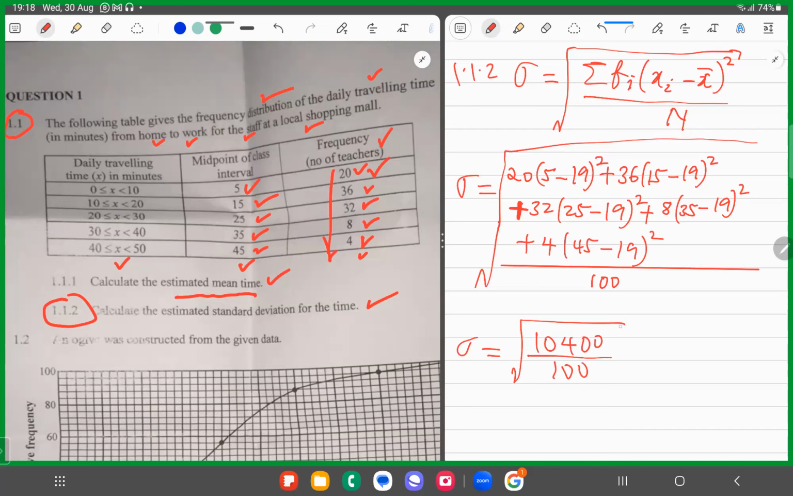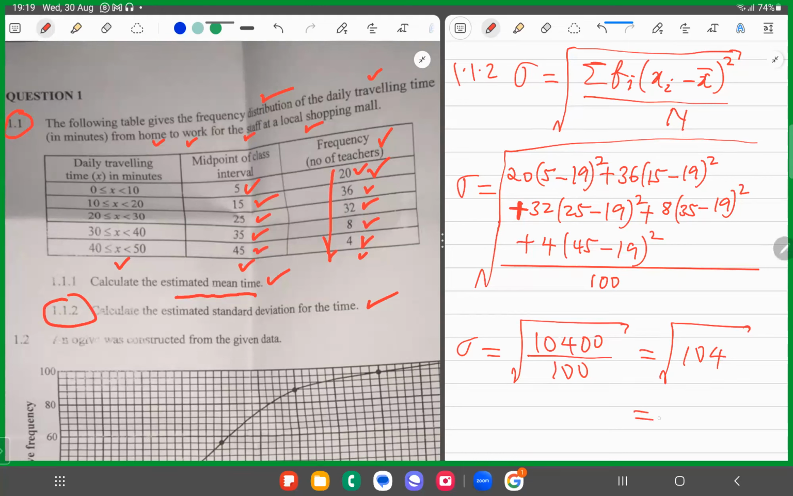We divide by 100. Right, because if you say 20 into 5 minus 19, and then you have 36 into 15 minus 19, you have 32 into 25 minus 19, you have 8 into 35 minus 19, you have 4 into 45 minus 19. So at the end of the day, you have 10,400. If you divide the 10,400 by 100, it becomes 104. And then you get the square root of 104.